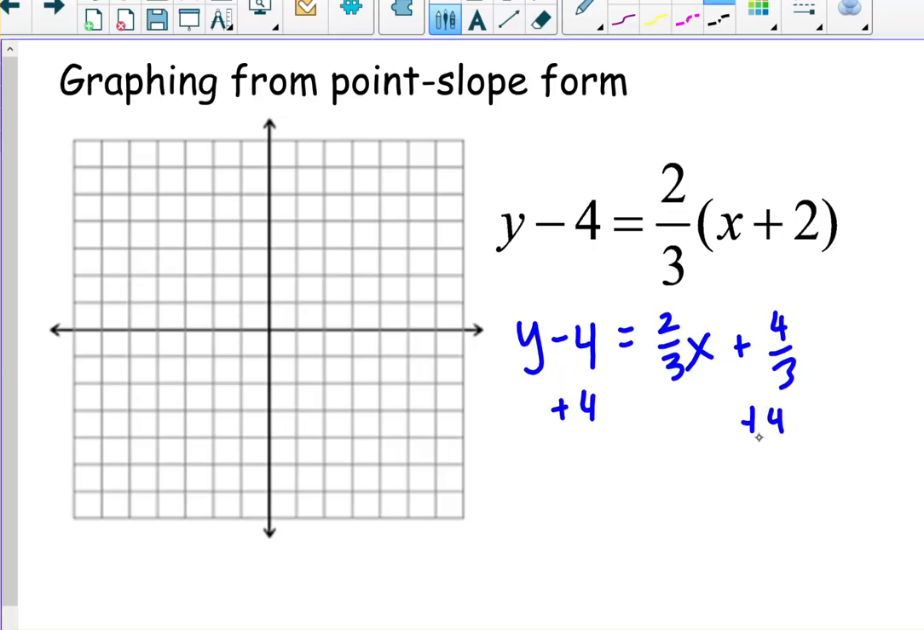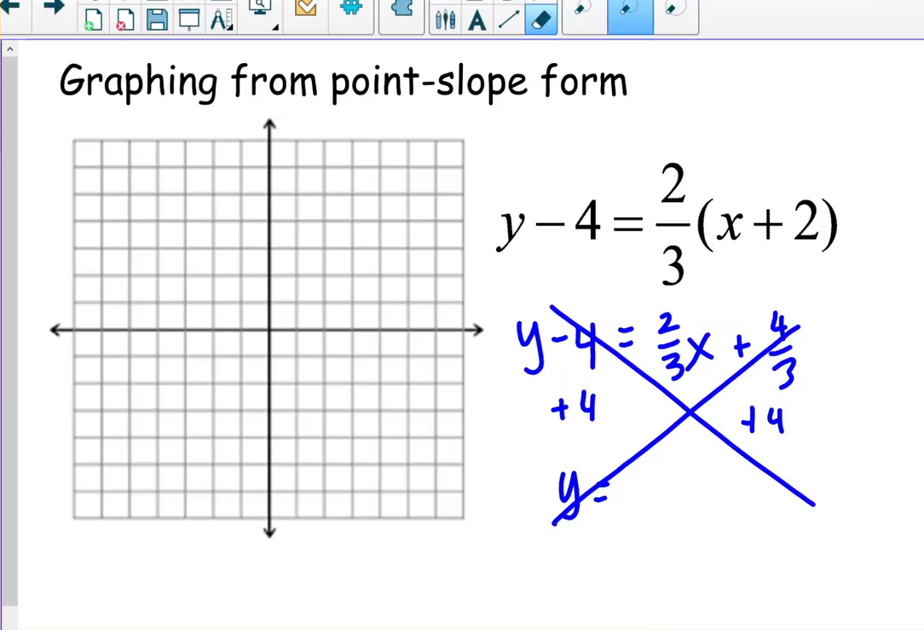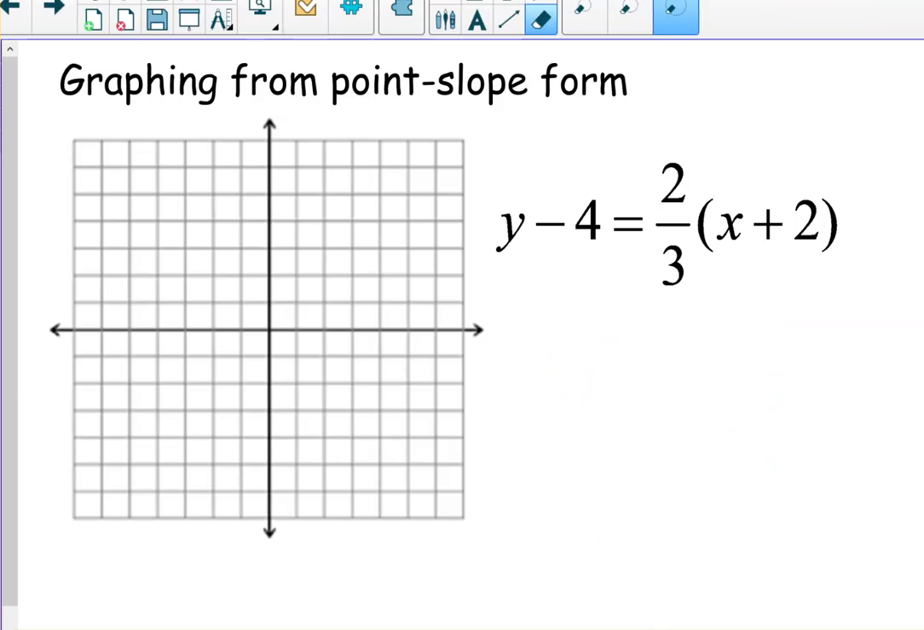Now right away you may notice something. When we go to add our 4 to 4/3, we are going to end up with a fraction for a y-intercept. So right off the bat, I do not want to graph using slope-intercept form because it's not going to be exact. So we can actually use the form this is given in right away, which is point slope.